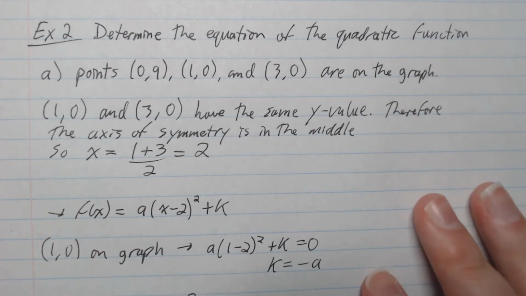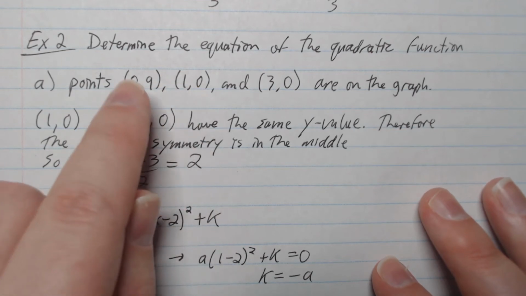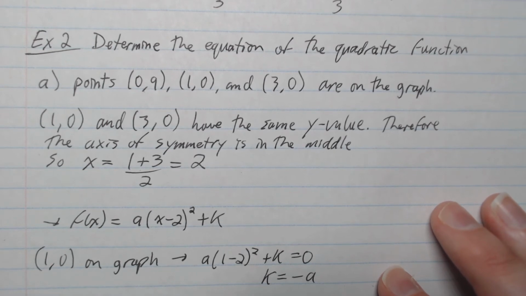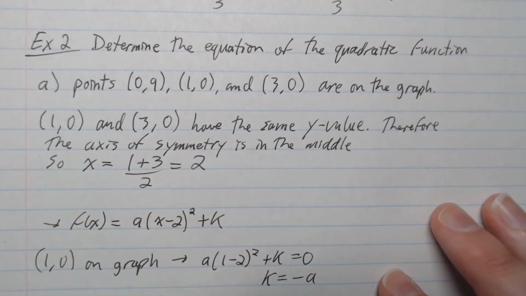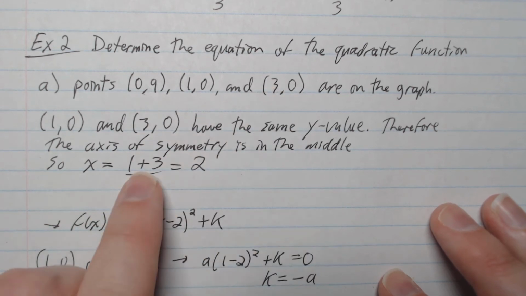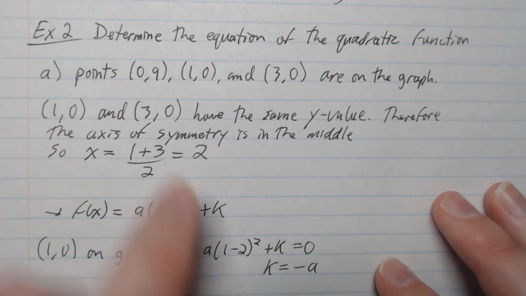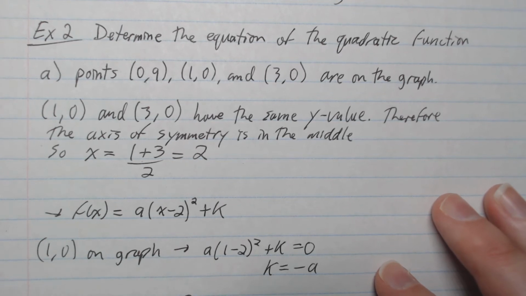Okay, example number 2. So determine the equation of the quadratic function. Here they're giving us these 3 points, (0, 9), (1, 0), and (3, 0) like that. So what we know is when we're looking at these 2 points, they have the same y value. Therefore, the axis of symmetry is in the middle of those 2 points. So 1 and 3, so (1 + 3)/2, the middle is 2, like that. And so since that axis of symmetry is x equals 2, we know that the vertex is going to be at x equals 2. So here we have that. We can update our equation here, a(x - 2)^2 + k like that.